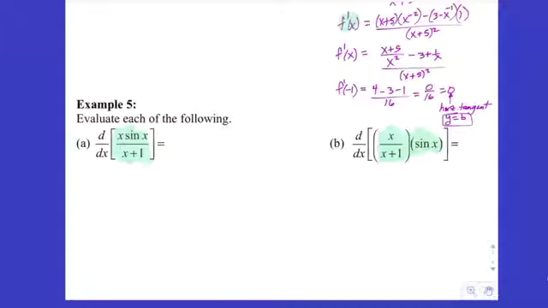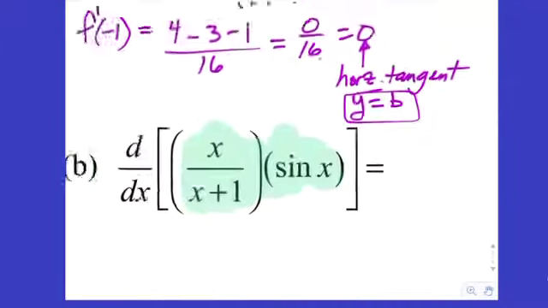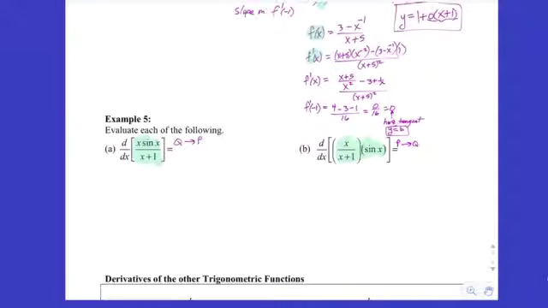They're exactly equivalent, but the way that they're set up, this one is going to be a quotient rule first and then a product rule inside the quotient. This one here is a product rule first and then has a quotient rule inside of it. So why would it matter? Well, it doesn't.